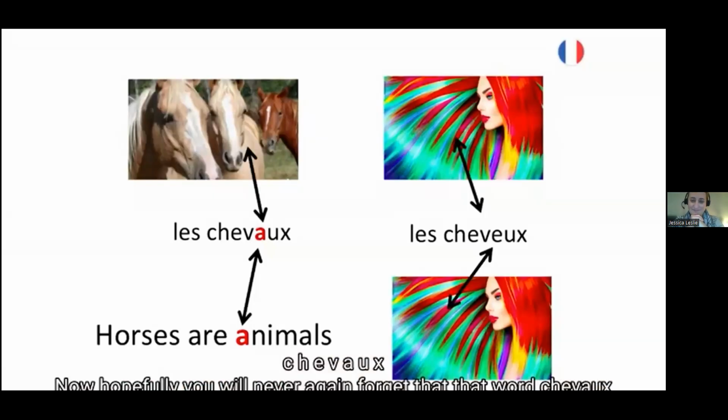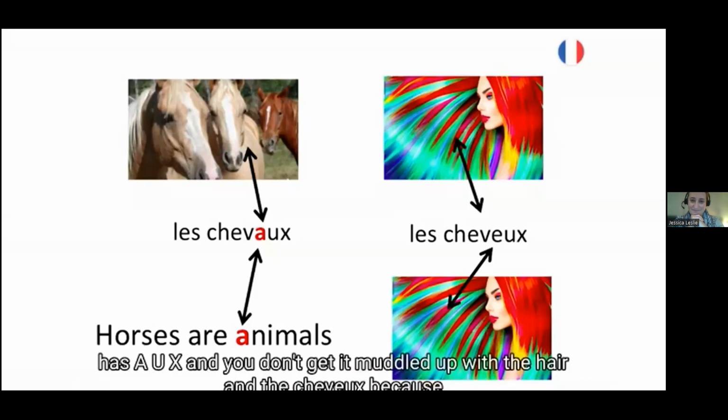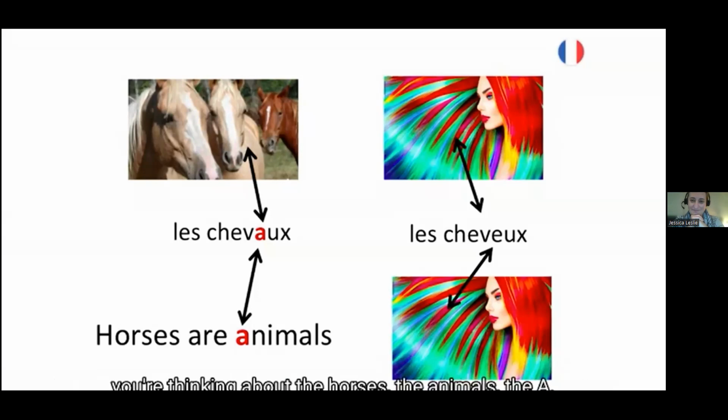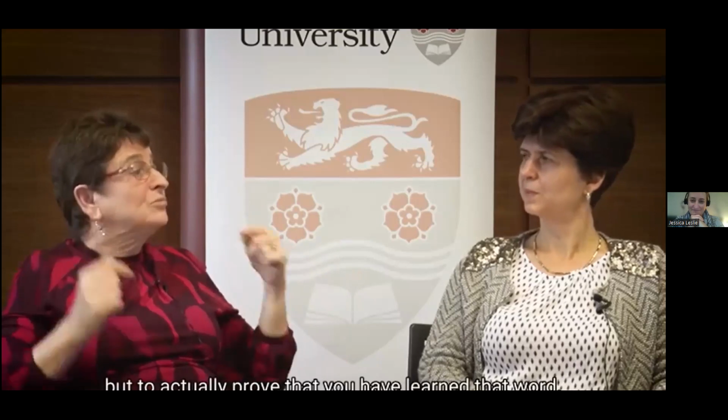CHEVAUX. Now hopefully you will never again forget that the word chevaux has AUX, and you don't get it muddled up with the hair, the cheveux, because you're thinking about the horses, the animals, the A. You visualize the word, you have the spelling of the whole word in addition to the confusable element that is in the word. So we've actually dealt with two things there by getting you to visualize that and to work on it, not just to look at it and think you actually know how to spell it, but to actually prove that you have learned that word. So excellent.